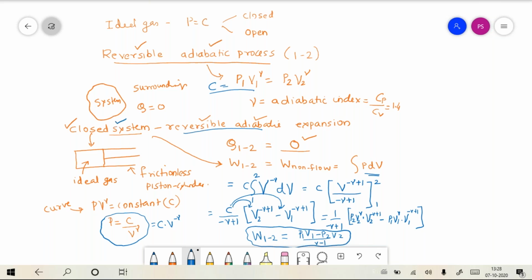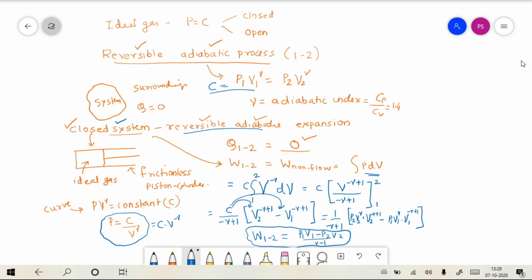If it is clear, say yes. Tell me whether the work transfer expression is clear or you want me to repeat. Please tell me whether this work transfer derivation is clear. Okay, Karthik is saying it is clear. Anybody who wants me to repeat this? Okay. Anybody who wants me to repeat this? All right, thank you. I guess it is clear for all.